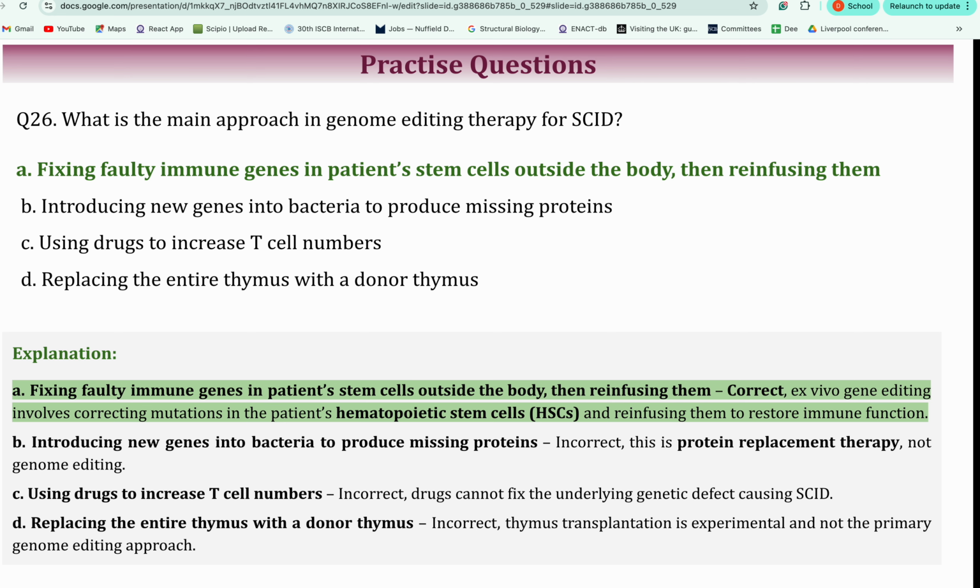Then option C was that using the drugs to increase the T cell numbers. So this is also incorrect because drugs cannot fix the underlying genetic defects. And this does not come under genome editing because this will not edit anything in your genome. And then next was that you replace the entire thymus with the donor thymus. So this is completely incorrect because this is known as thymus transplantation. It is experimental and it is not the genome editing approach. In this, you're not doing anything with the genome. So this option you cannot even think of. This is completely wrong. So let's move to next question.